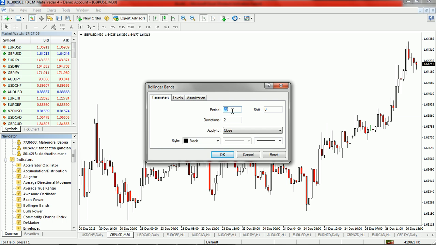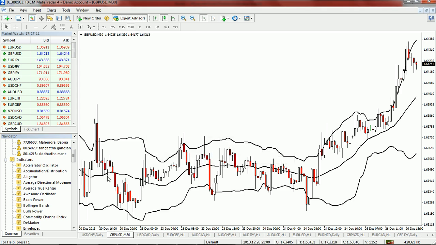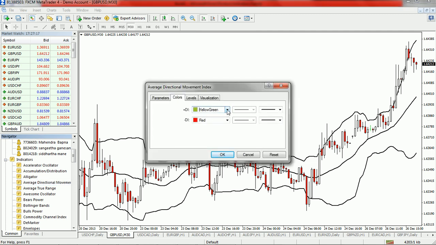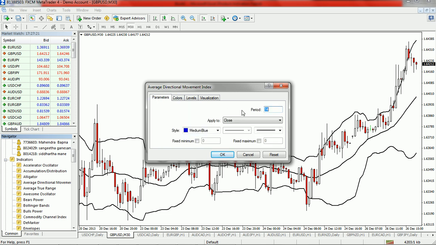These are the default settings, so you can use the default settings for this one and put the Bollinger Bands on it, and then put the average directional movement index, ADX. So the ADX, let's say the plus DI, let's give the parameters.